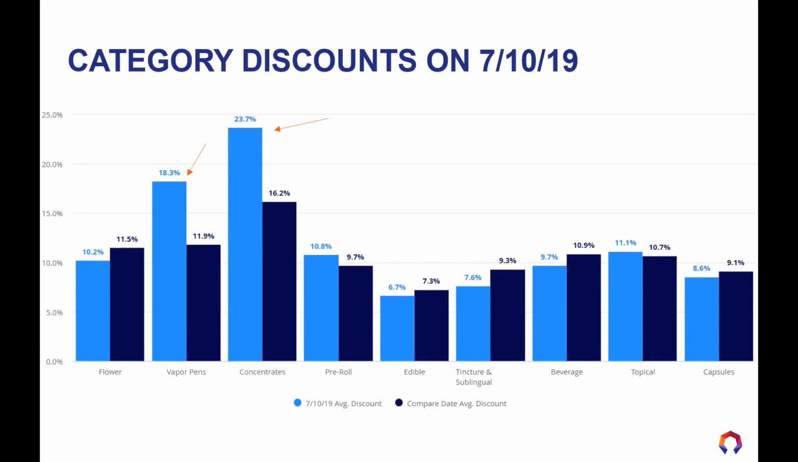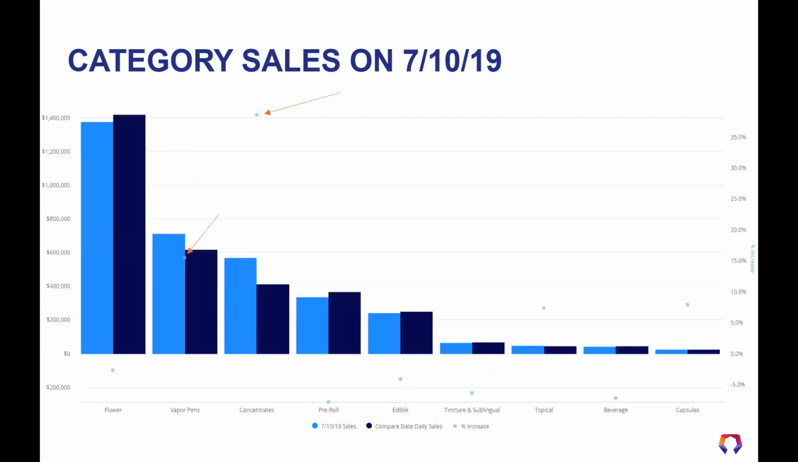There are clear standouts. Concentrates and vapor pens have the large increases in discounting, while all the other categories have no significant changes. But does this type of format-specific promotion translate to an increase in sales? The answer, of course, is yes.